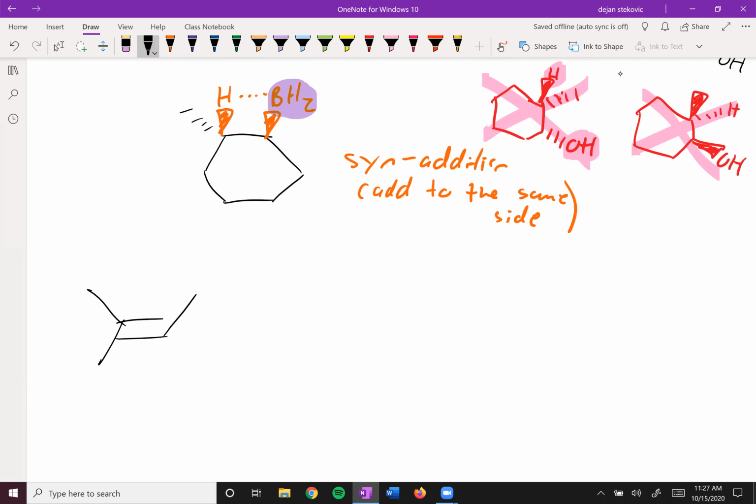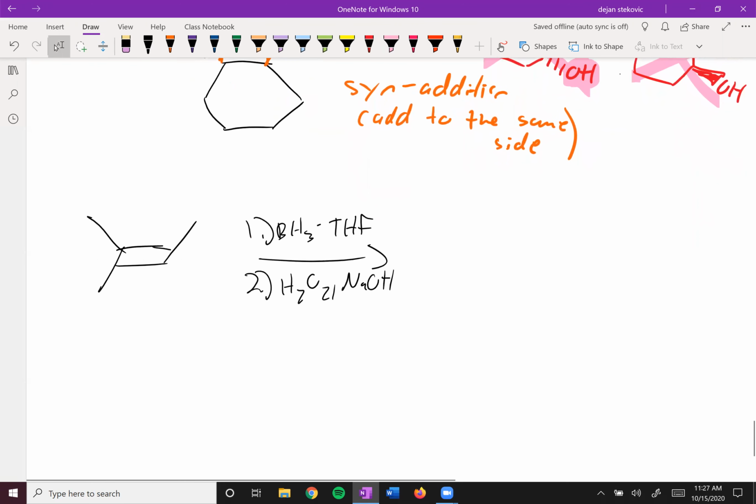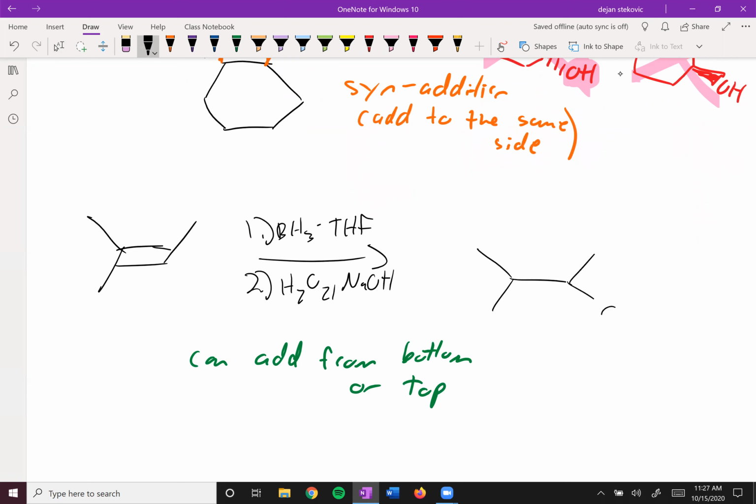And so when you have the creation of one stereocenter, right, when we add our hydrogen and alcohol across one stereocenter, the borane can attack from the bottom or the top. And so what you end up here with is a racemic mixture. Right, because here we only have one stereocenter being formed.